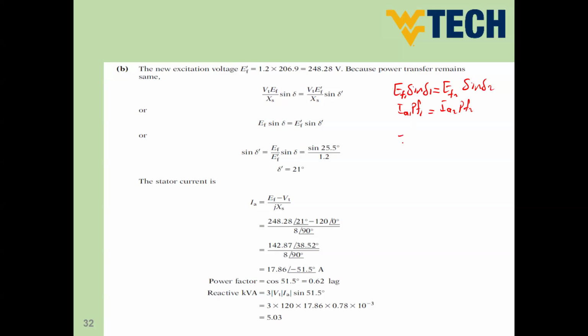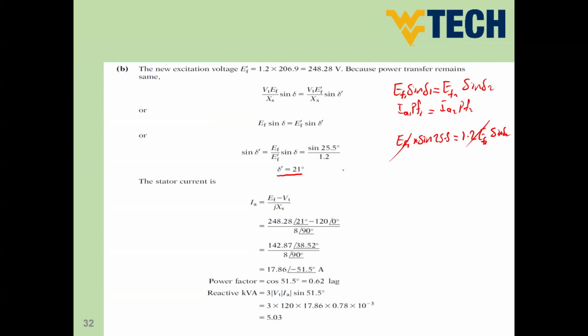So I can say again, EF1 times sine delta 1 is given, which is 25.5 degrees. So this equals 1.2 times EF1 times sine delta 2. So EF1 would be omitted from the relation, so you can get now the value of delta 2. So this is the way here, and here is the value of delta 2. Take care, delta also is still positive because this is generating operation.